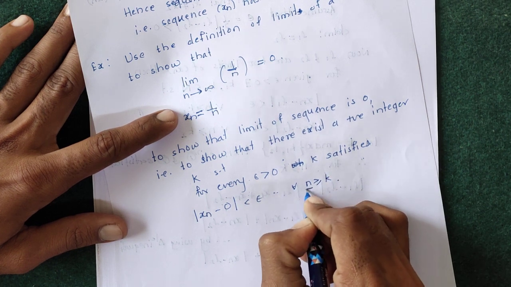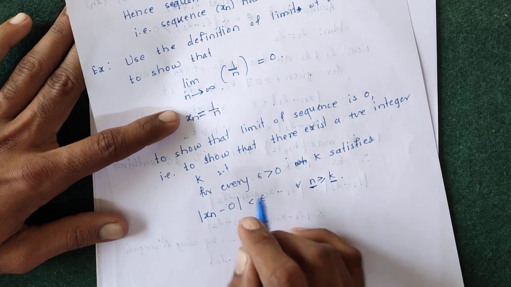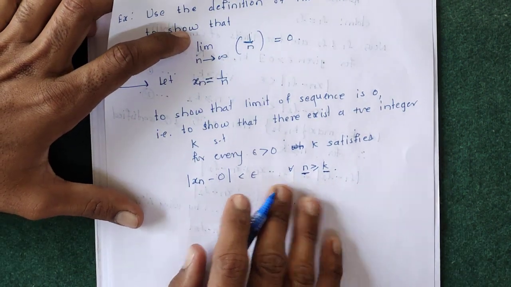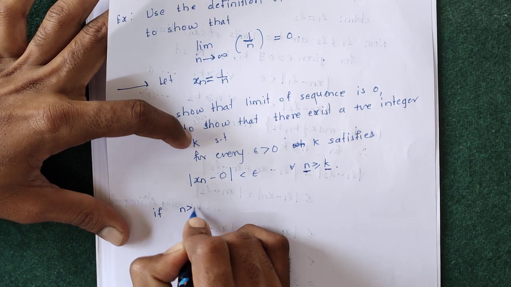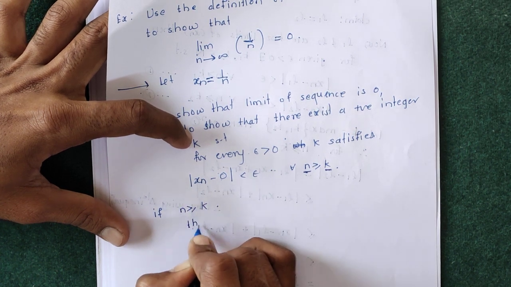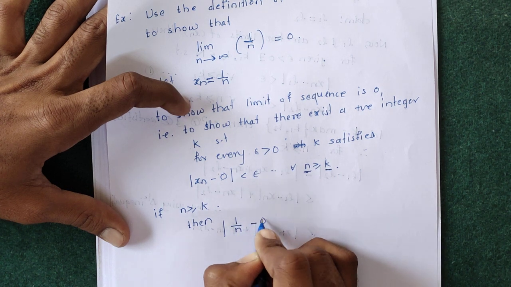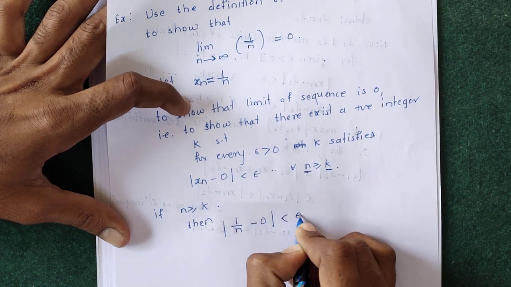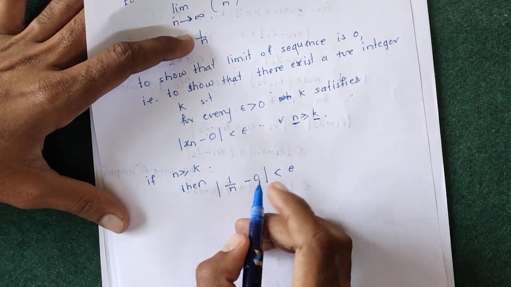That is, we have to find this value of k such that for all n greater than or equal to k, mod of xn minus 0 is less than epsilon. Here, if n is greater than or equal to k, then we can write mod of xn, which is 1 upon n minus 0, is less than epsilon. We can write this if n is greater than or equal to k.